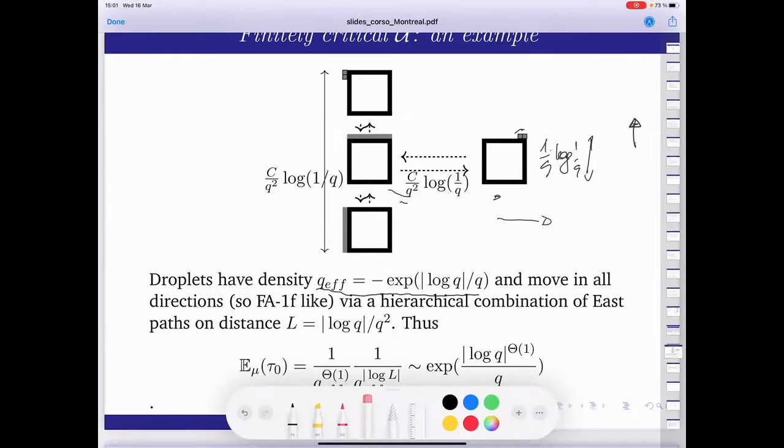a droplet which is so small with respect to 1 over q square, which is the typical size I will have to look at in order to find the 2 empty sites which are needed to go up to satisfy the constraint. But I can do that by previously making an excursion to the right on a distance which is order 1 over q square. And this excursion will be made in an east-like way, okay?